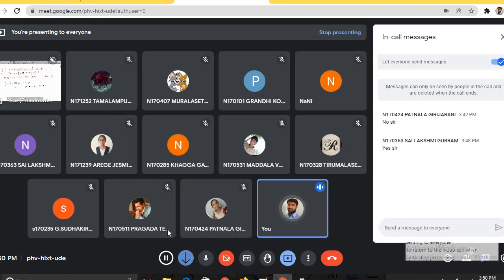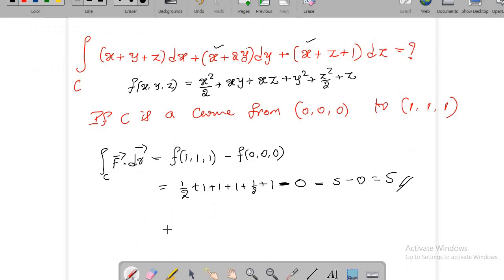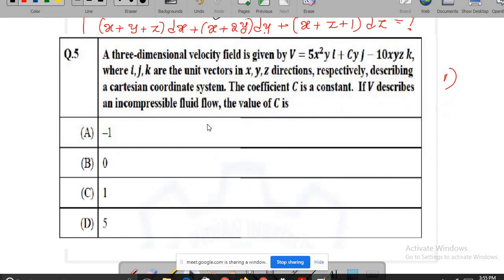So if f bar is conservative, our life is very easy. It is easy to evaluate the line integral. You see this question, it is very easy. You need to find this constant so that this vector field becomes incompressible. When do you say a vector field is incompressible? When its divergence is 0. When divergence of V is 0, then we say it is incompressible.